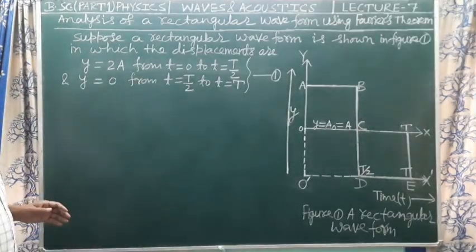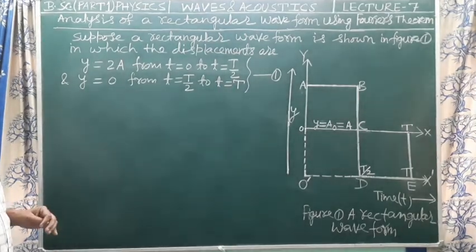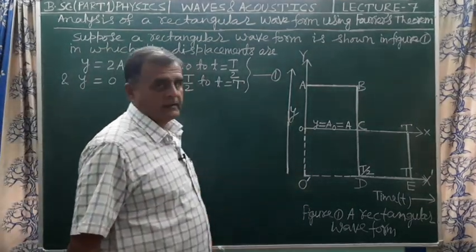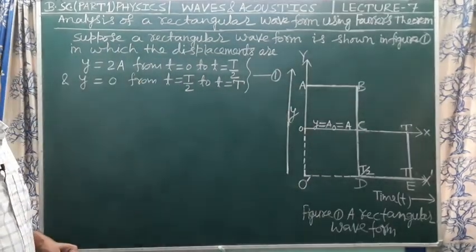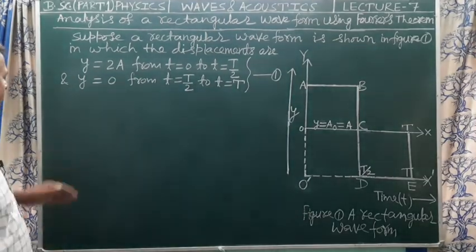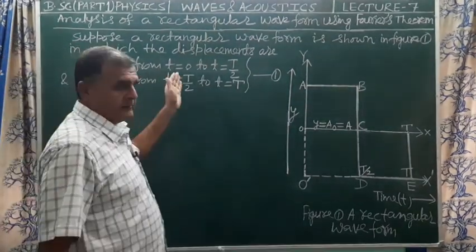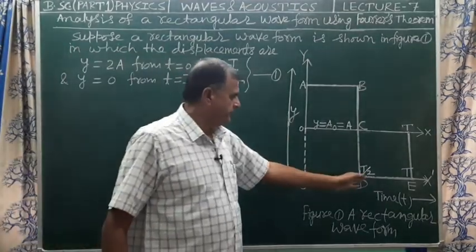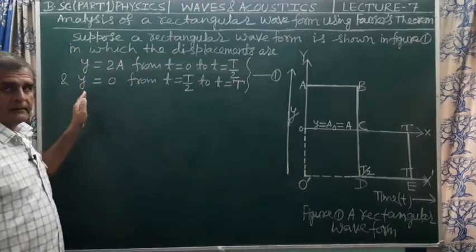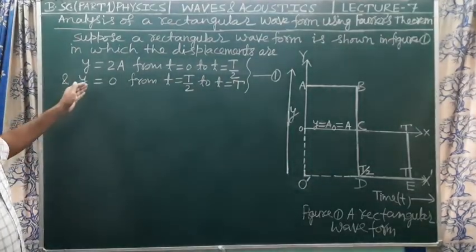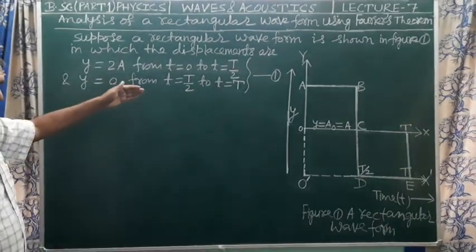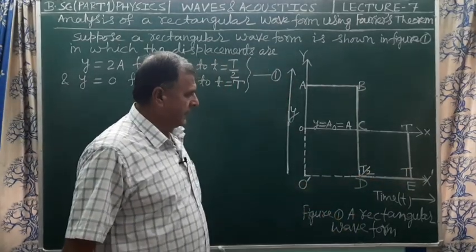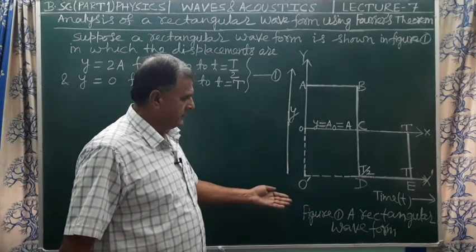The given rectangular waveform is shown in figure 1, in which the displacement is given by y equal to 2A from time interval 0 to T by 2, and again displacement y is equal to 0 from t equal to T by 2 to capital T. The rectangular waveform is shown in figure 1.